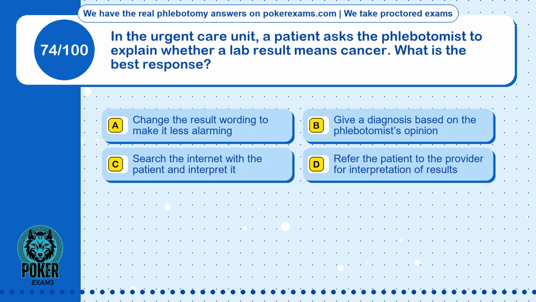Question 74. In the urgent care unit, a patient asks the phlebotomist to explain whether a lab result means cancer. What is the best response? Option A, change the result wording to make it less alarming. Option B, give a diagnosis based on the phlebotomist's opinion. Option C, search the internet with the patient and interpret it. Option D, refer the patient to the provider for interpretation of results.